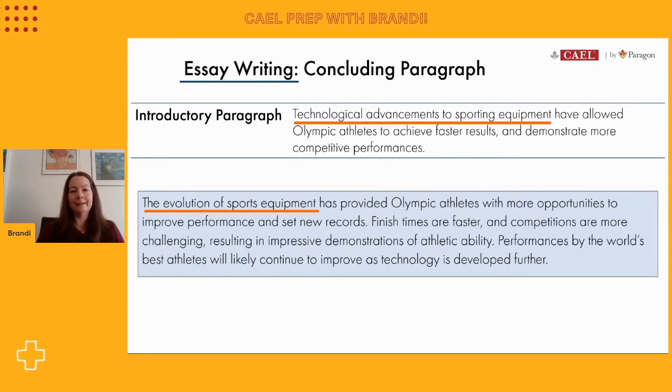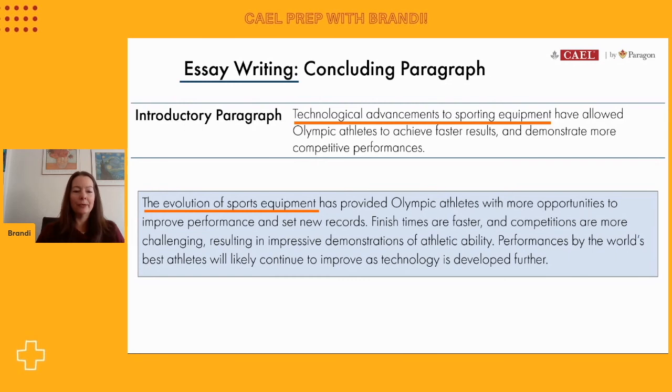The idea is the same, but we've paraphrased the ideas. So in the introduction, we said technological advancements to sporting equipment. In the conclusion, we said the evolution of sports equipment. So again, on the CAEL test, we're looking at ways to vary our own language. We can paraphrase our own ideas too. We don't want to use the same words over and over again in order to help maximize our score for the vocabulary. That will impress the raters the most.